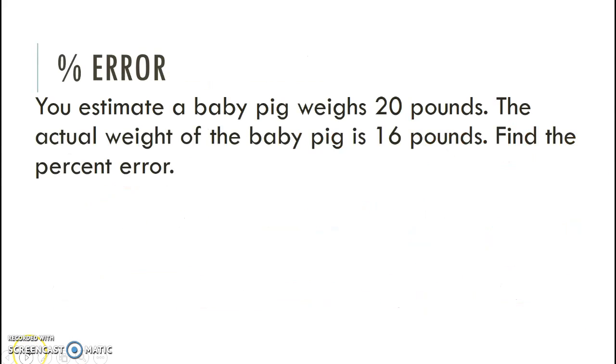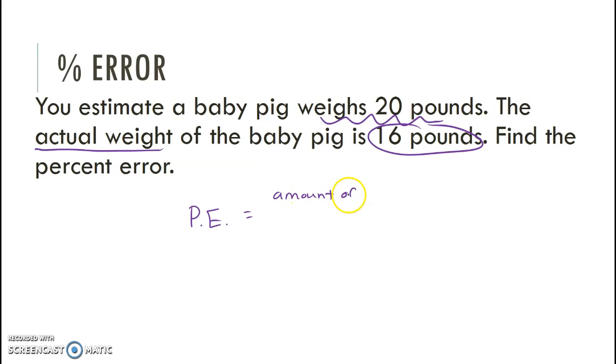And our last question here is actually going to be on percent error. Okay, so it says you estimate a baby pig weighs 20 pounds. The actual weight of that baby pig is 16 pounds. Find the percent error. So the actual weight is 16 pounds, and we thought it was 20 pounds. So the percent error is the amount of error divided by the actual amount.